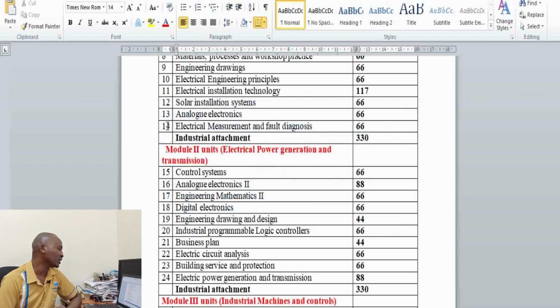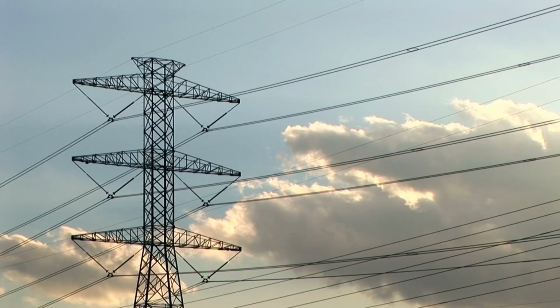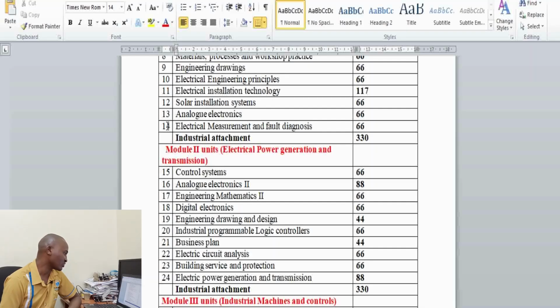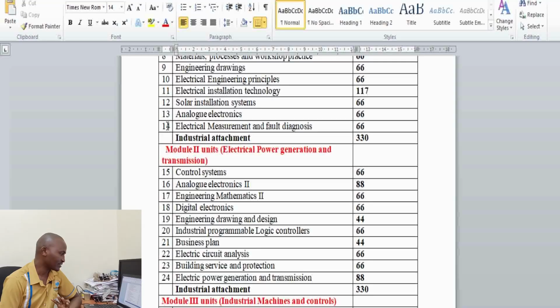Now, for module 2, here you gain excellent knowledge on electrical power generation and transmission, and also a bit of machines and control systems. The first unit is control systems, more knowledge on analog electronics. Then there is engineering mathematics, more knowledge on electronics, that is digital electronics, engineering drawing and design, especially related to electrical engineering, industrial programmable logic controllers. There's business plan, circuit analysis. This unit is a combination of circuit analysis and machines.